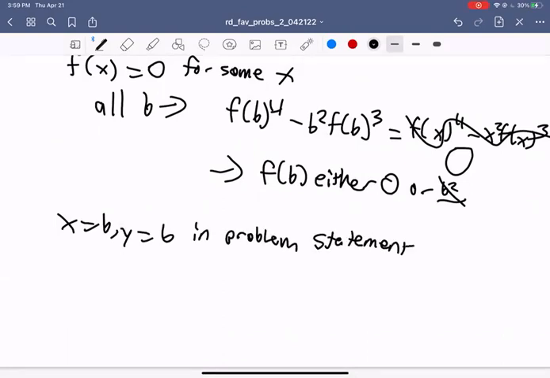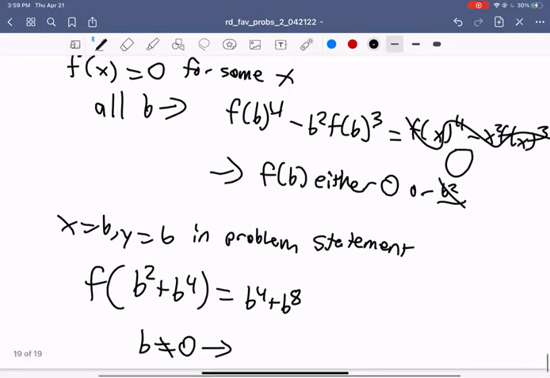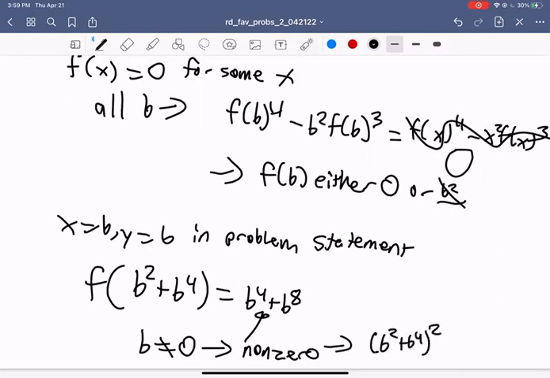And that tells us that f of b squared plus b to the 4 equals b to the 4 plus b to the 8. If b is not equal to 0, then this is non-zero, which means that it must be b squared plus b to the 4 squared. And this implies that b to the 6 equals 0, which implies that b is equal to 0.